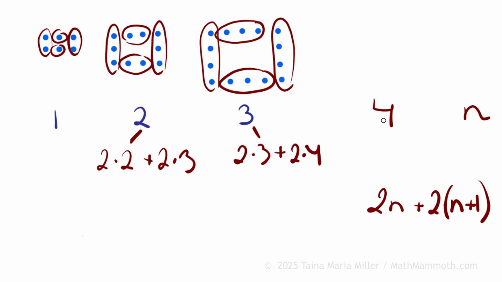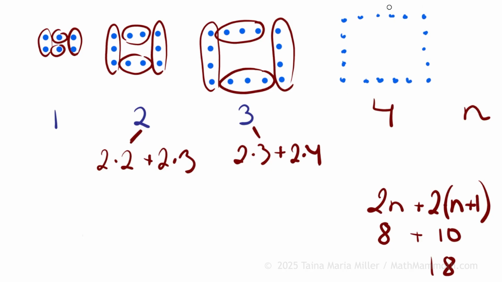Let's test it for step 4. For step 4, this predicts 2 times 4 is 8, plus 2 times 5 is 10, or 18. If I draw it according to the pattern, how I see it growing, I will get 5 dots, 4 dots here, 5 dots going up again, and 4 dots here. So yes, 10 and 8, 18.